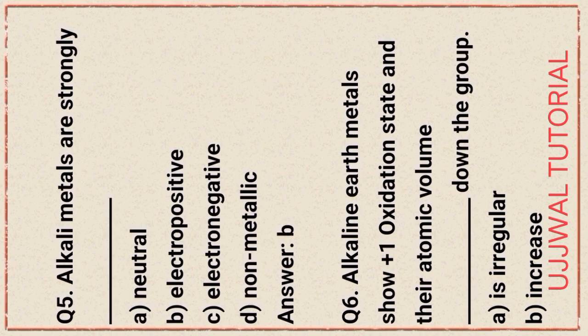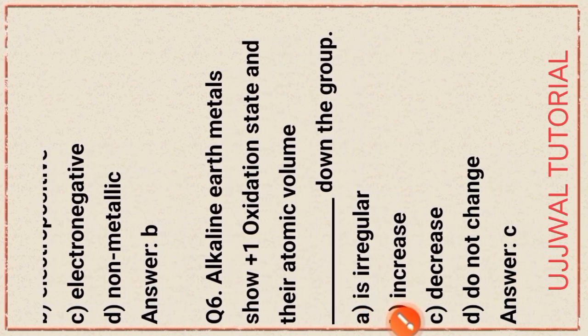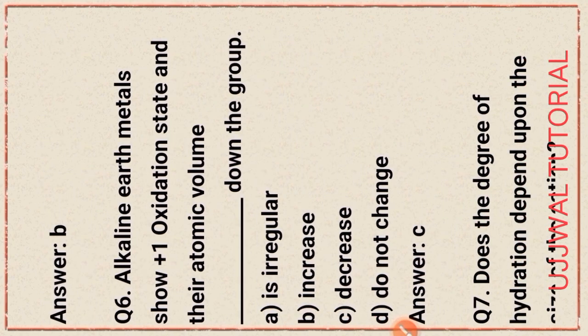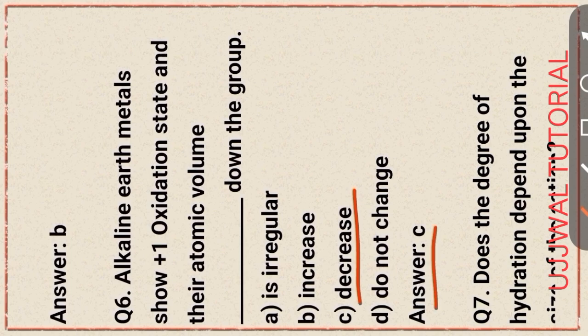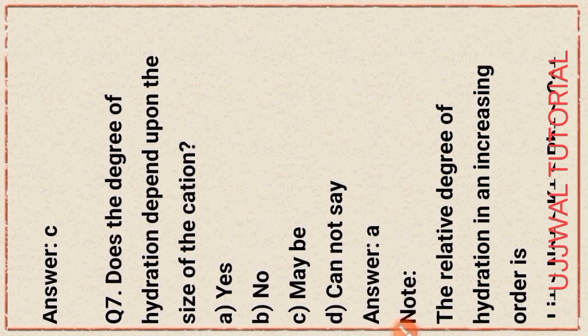Next question: alkaline earth metals show a +2 oxidation state and their atomic volume dash down the group. That is option C, decrease. Alkaline earth metals have a +2 oxidation state and their atomic volume decreases down the group, so option C is the appropriate answer.